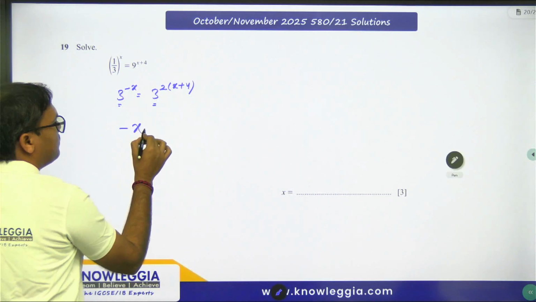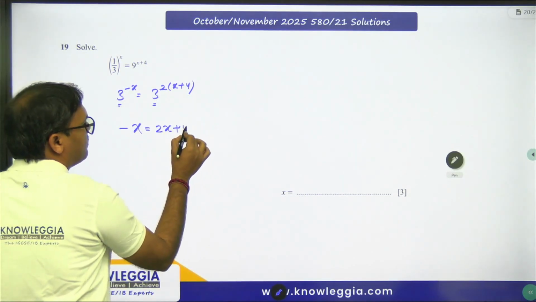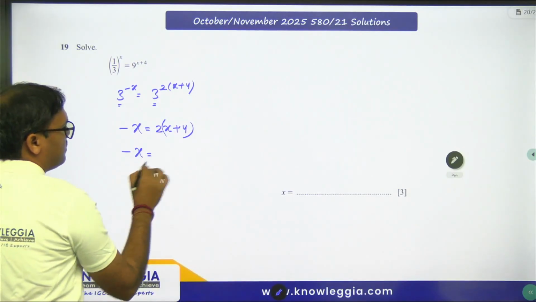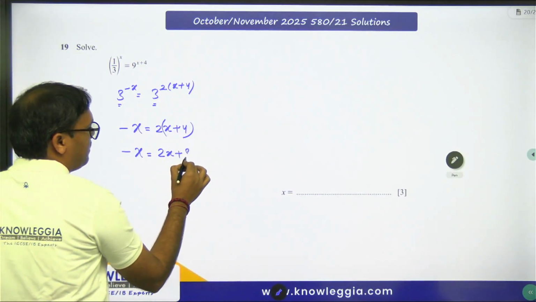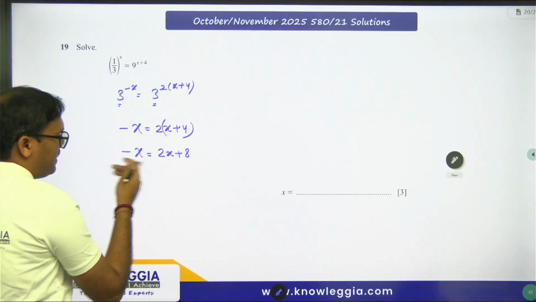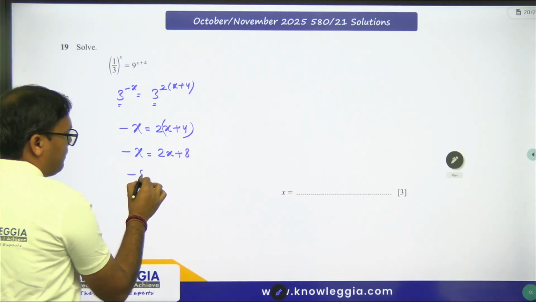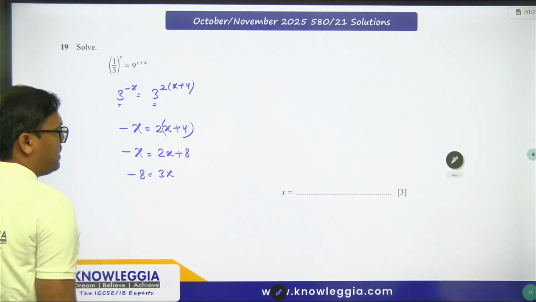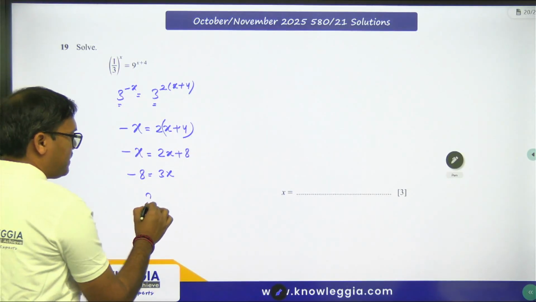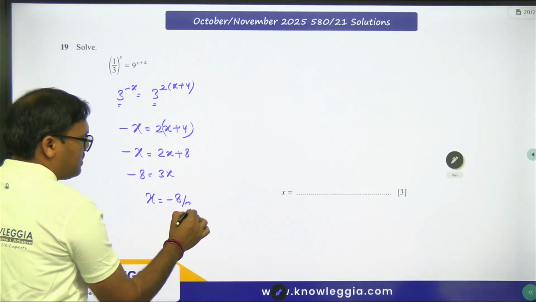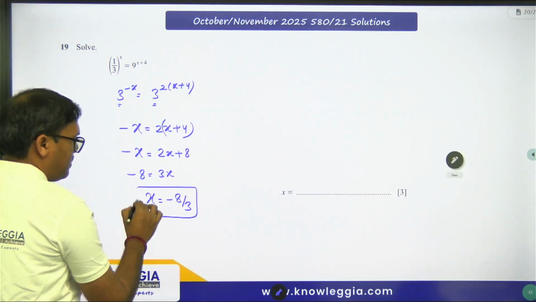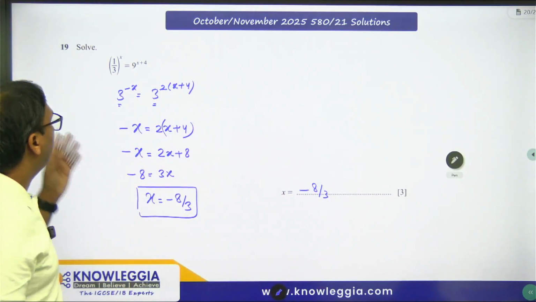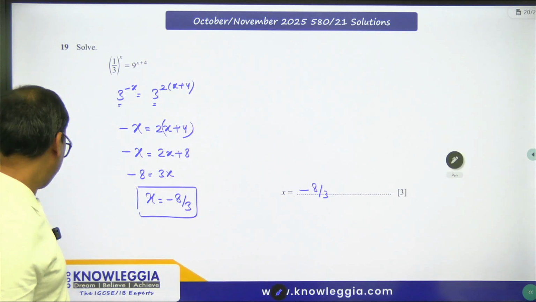That means minus x will be equal to 2x plus 4. So if you just solve this equation, this is 2x plus 8. Or you can see if I rearrange the terms, this is negative 8 is equal to 3x. Just adding x on both sides and subtracting 8. So what is x? X is equal to minus 8 by 3, dividing by 3. So what is the answer? This is negative 8 by 3. Alright. So this is the question number 90.